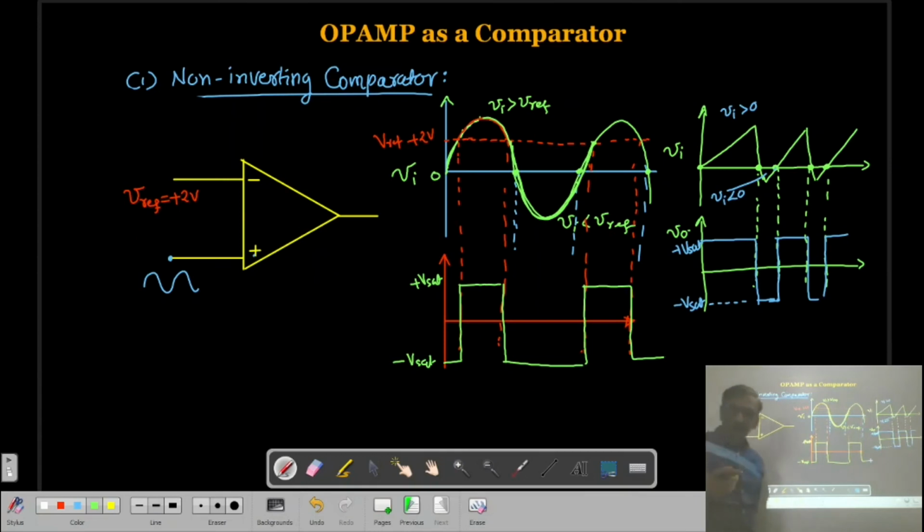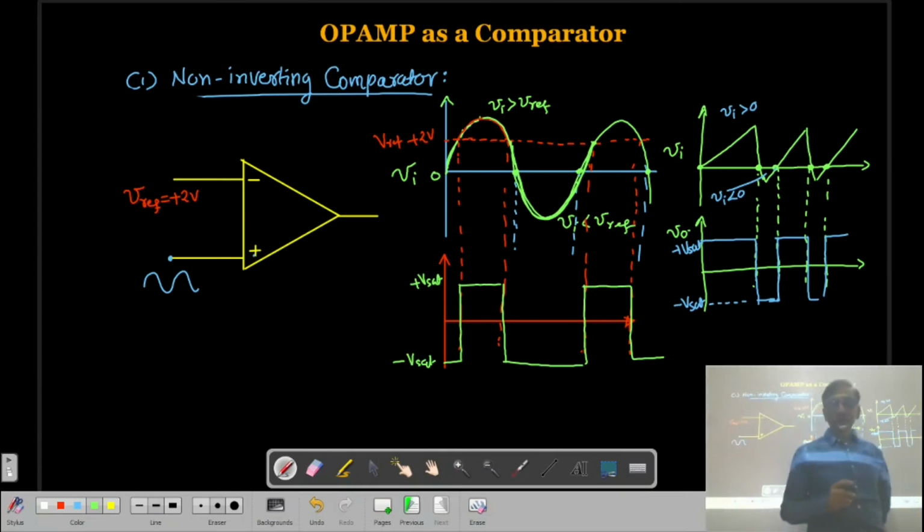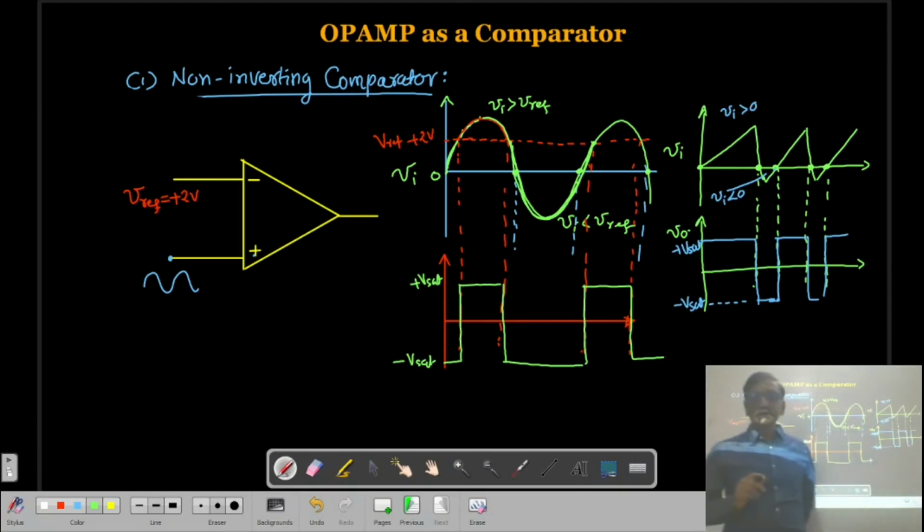So remember, whenever you want to change the duty cycle of your square wave, you can change the reference voltage. The same logic you can apply if my reference voltage is minus 2 volt. What kind of waveform will be present at the output of the comparator? So this is about a non-inverting comparator.